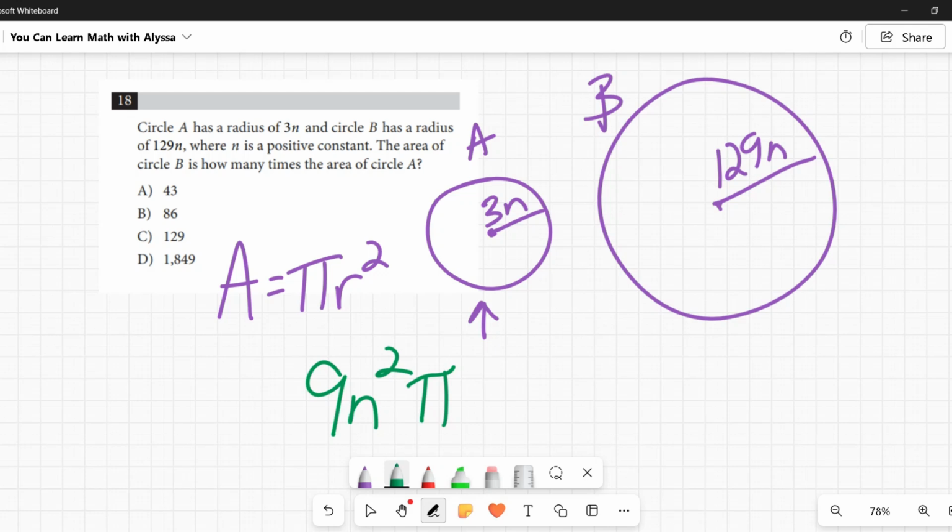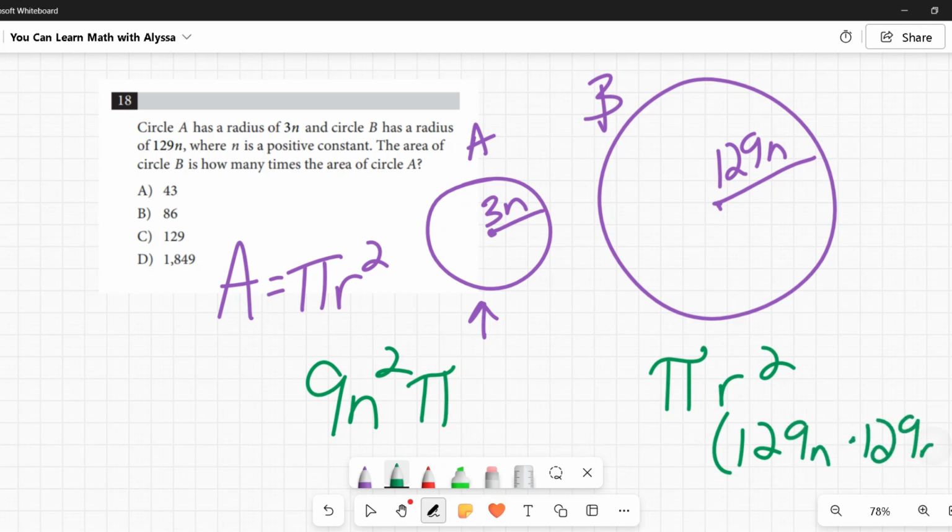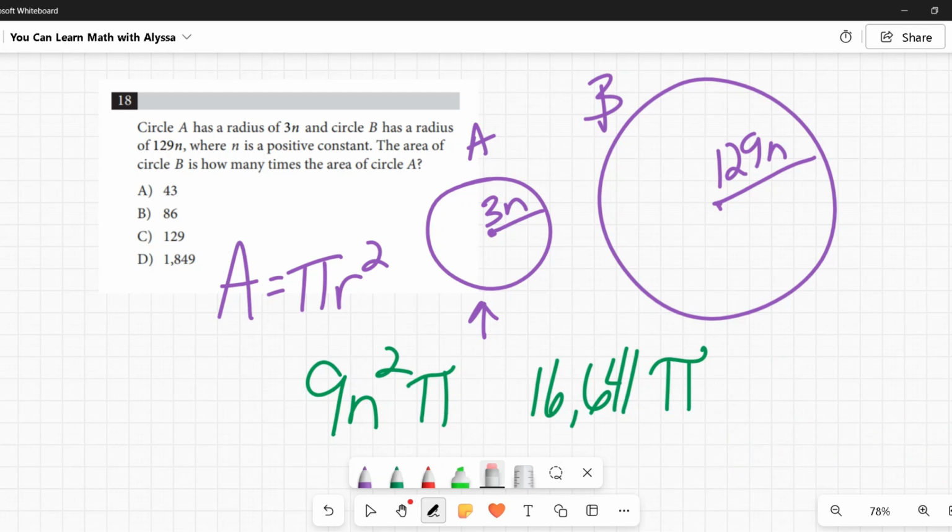Now b, 129n, we're going to do the same thing. It's pi r squared. So pi times 129n squared, or 129n times 129n. 129 times 129 is 16,641. And I'm going to scoot this little pi over here because I didn't give myself enough room. And n times n is n squared. So how many times is the area of circle B of circle A? I said that weird. The area of circle B is how many times the area of circle A.